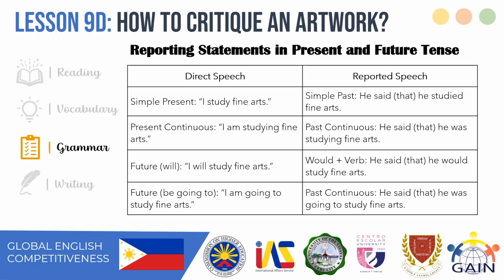Now let's continue. Future tense. "I will study fine arts." In the reported speech, we now use the word would. He said that he would study fine arts. And the last one, the use of going to. "I am going to study fine arts." Now in the reported speech, it becomes, he said that he was going to study fine arts. Keep in mind that when we report speech or change the direct speech into a reported speech, it changes.